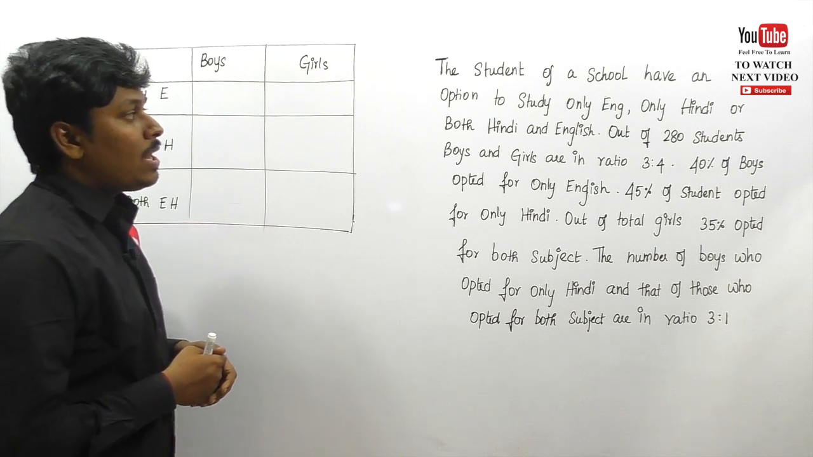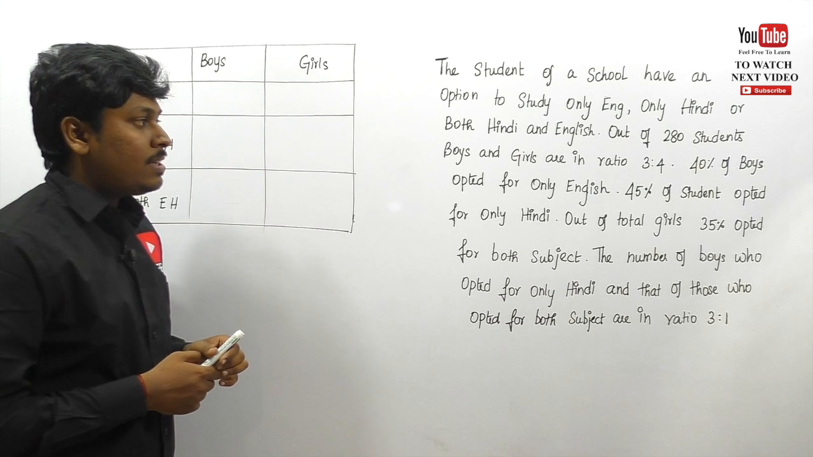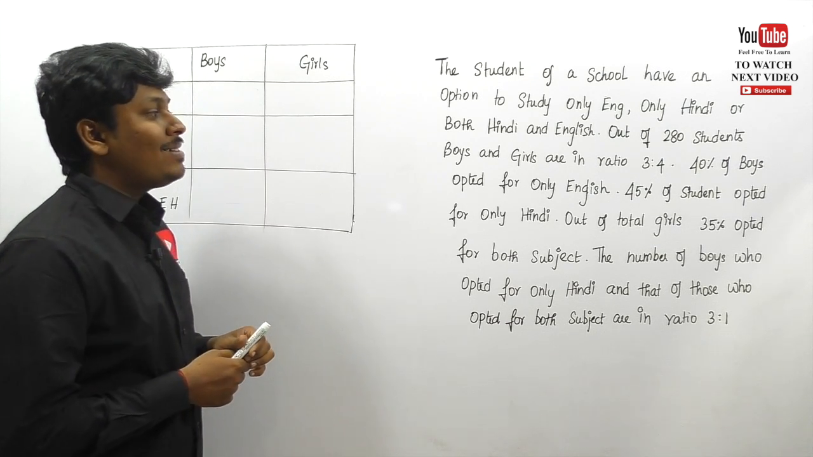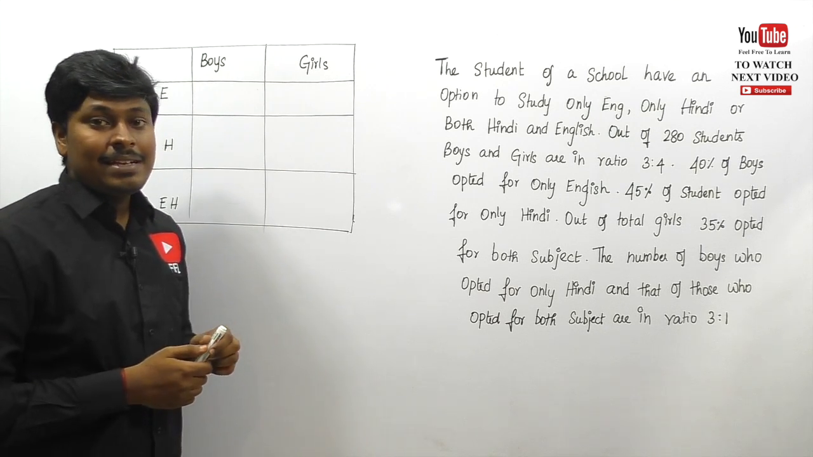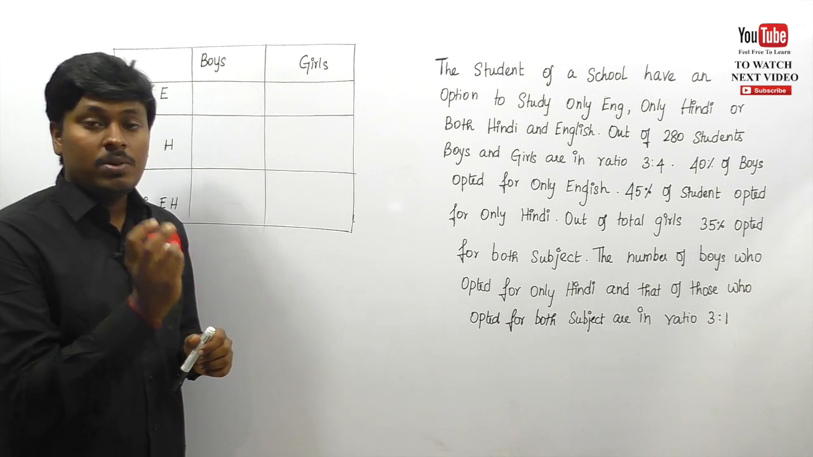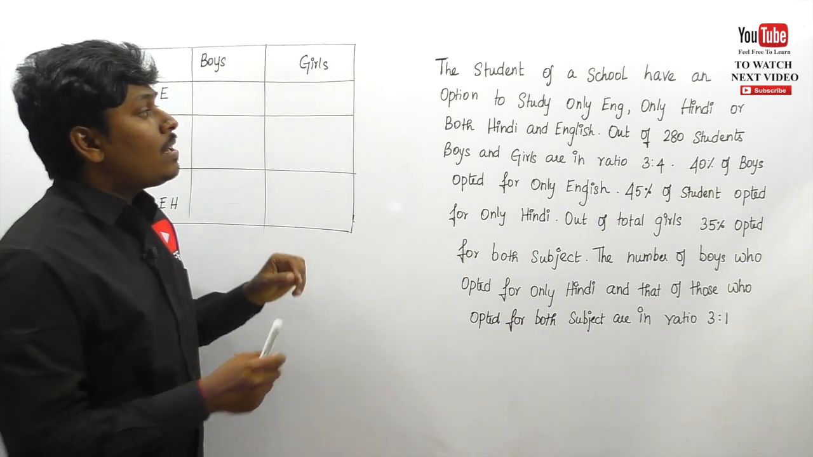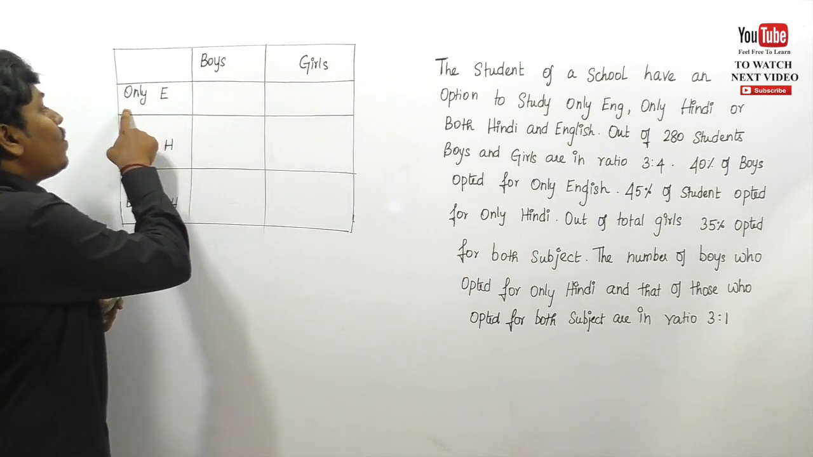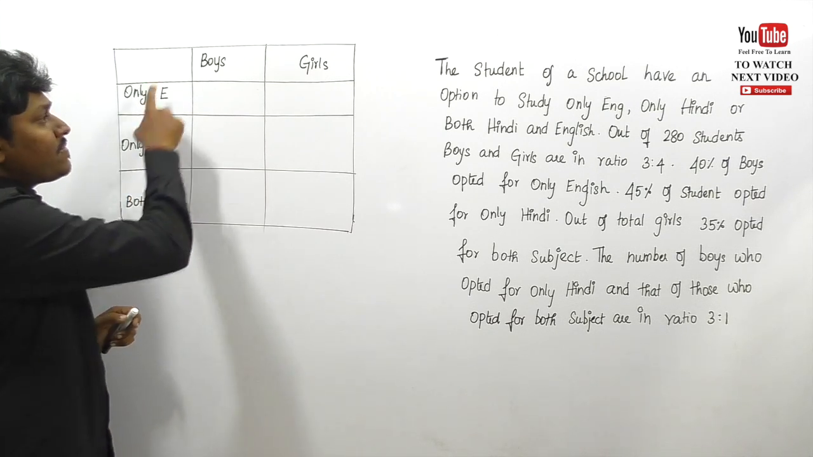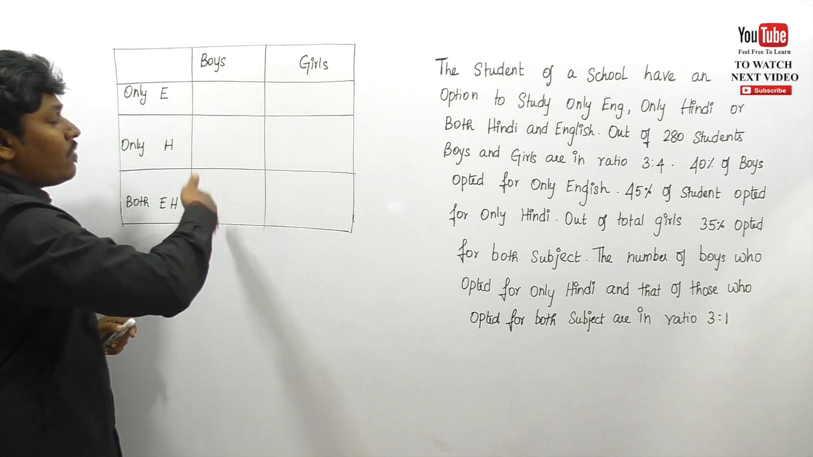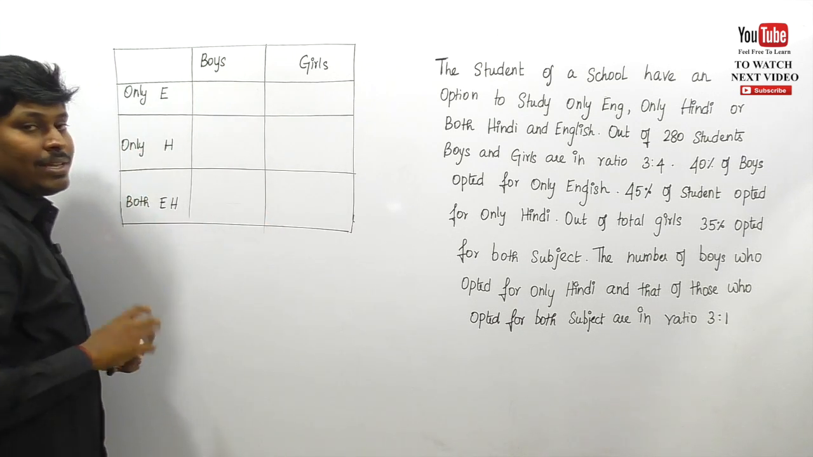The students of a school have an option to study only English, only Hindi, or both English and Hindi. Out of 280 students, boys and girls are in ratio 3:4. So friends, in the first 4 lines they are saying that in a classroom there are 280 students. Out of these 280 students, boys and girls are in ratio 3:4, and there are options to study only English, or only Hindi, or both English and Hindi. So I have just framed a tabular column, this column is for boys and this column is for girls, and the rows are for persons studying only English, only Hindi, and both English and Hindi.